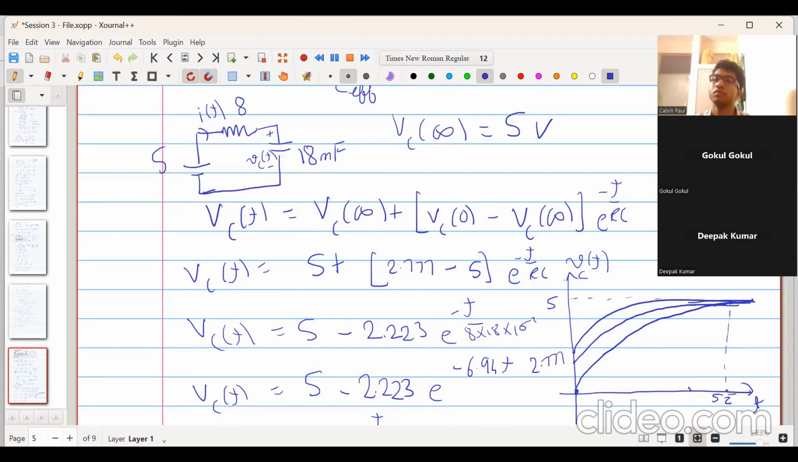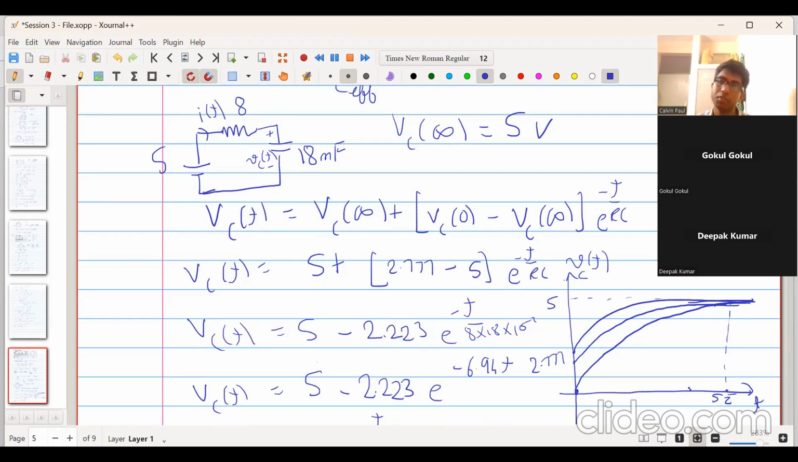Okay, sir. It means in any situation it will take 5 tau. Yeah, 5 tau. Okay, sir, thank you. So it's an approximation that if we find the time constant, that much time it takes for the circuit to reach steady state. So that is a useful thing.